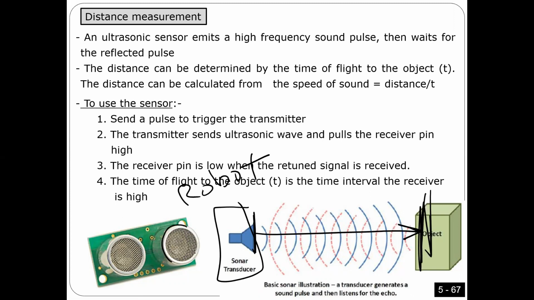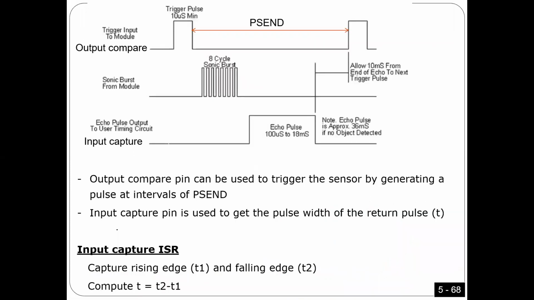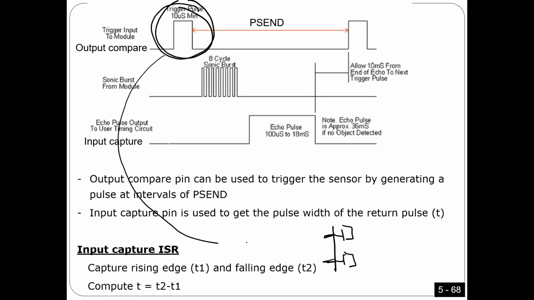As you see here, guys, it has two parts, two pieces. One piece is the transmitter, one piece is the receiver. I'm going to tell you how it works. It's very simple. If you want to measure distance, you have to generate this signal this way and put it on the transmitter.